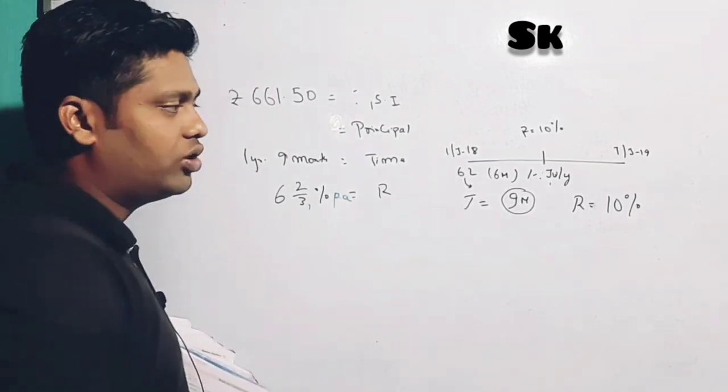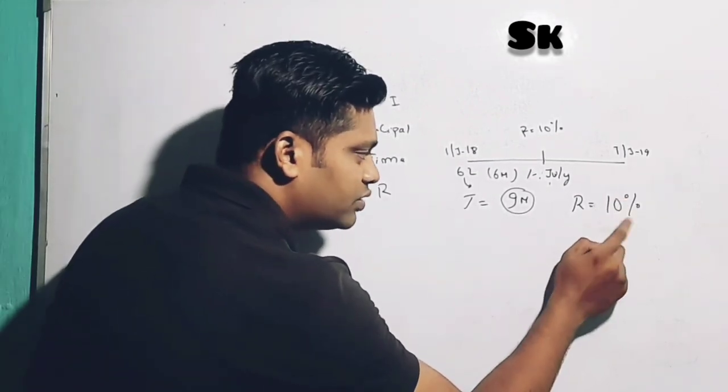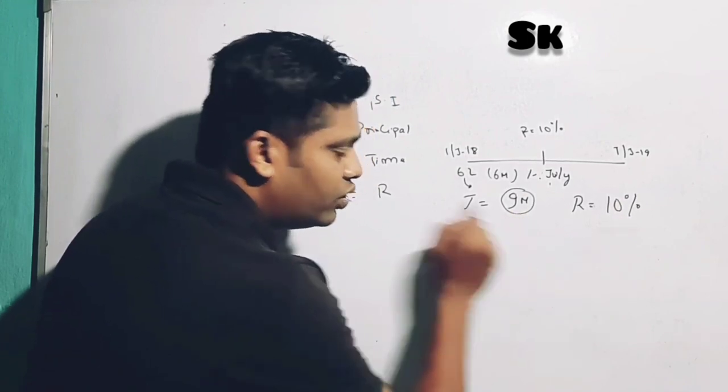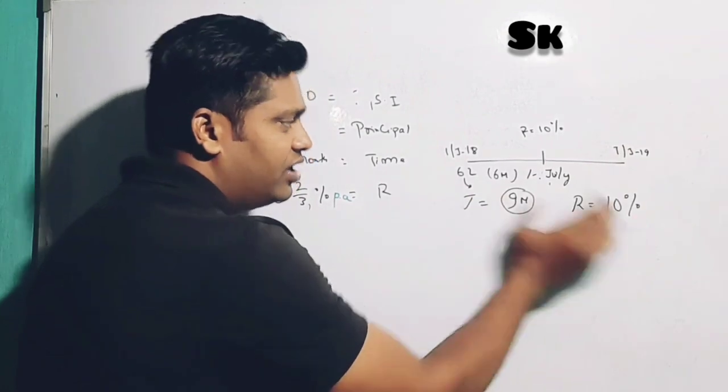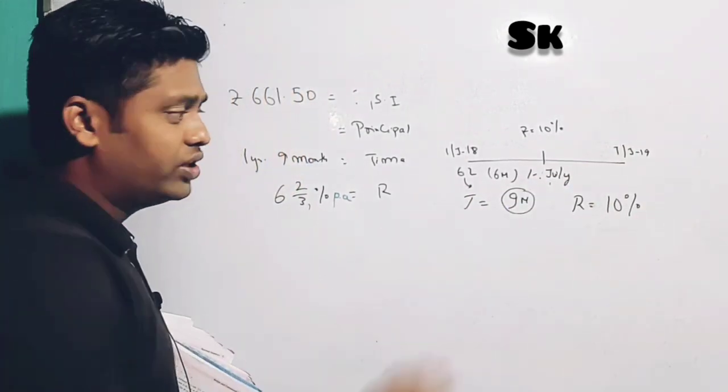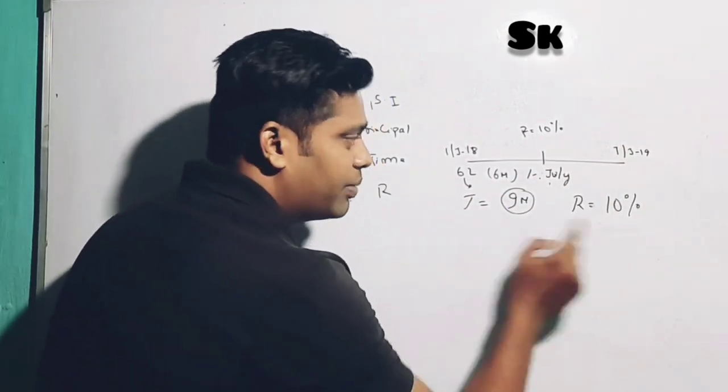In that case, what will we do? We will not convert this one into months. We will convert this one into years. If it is for 1 year 10%, 6 months I can say 5%. So in that case, I am not converting this one; I am converting that one.